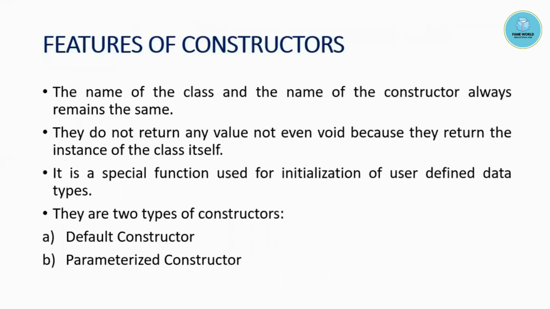Basically, constructors are a special kind of method, or we can say a special kind of function, and they do not return anything. They do not return even void, and the name of the class and the name of the constructor always remain the same. And there are two types of constructors, that is default constructor and parameterized constructor.